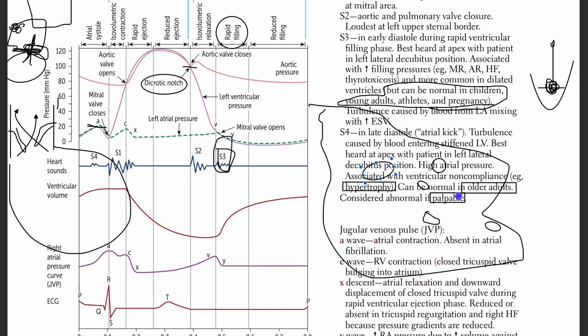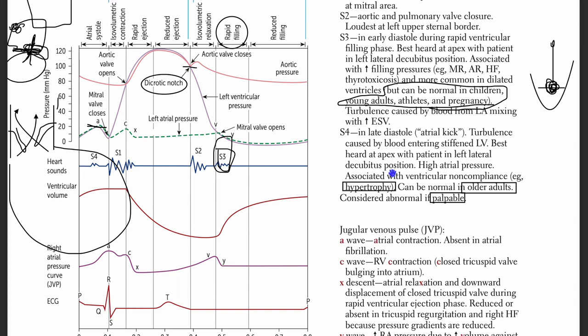But yeah, sometimes that's all they give you. They don't even give you the history if they're testing you on the sound itself. But they might just give you the history and the sound together. So if they tell you that the sound is radiating to the axilla, it's probably going to be something to do with the mitral valve, right? So that would help as well.